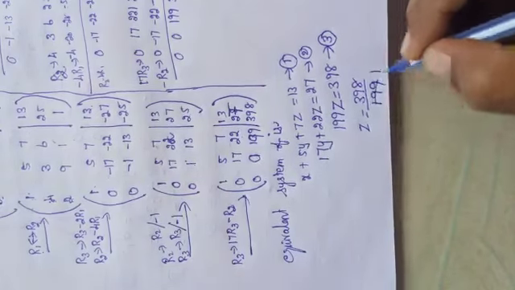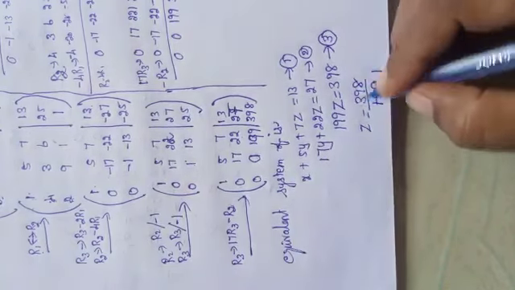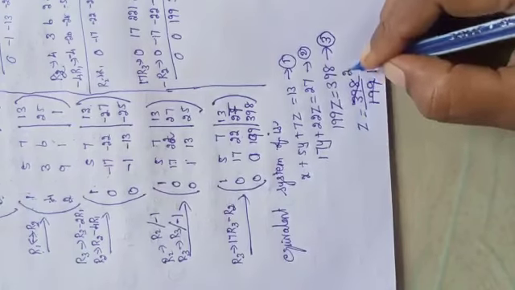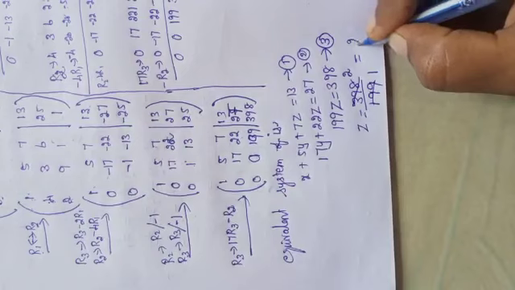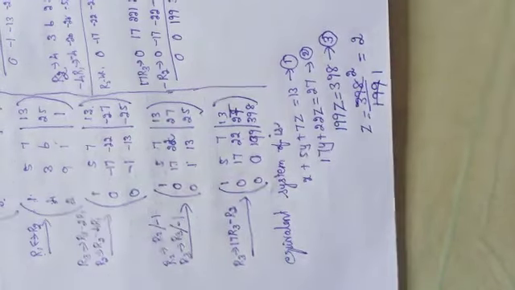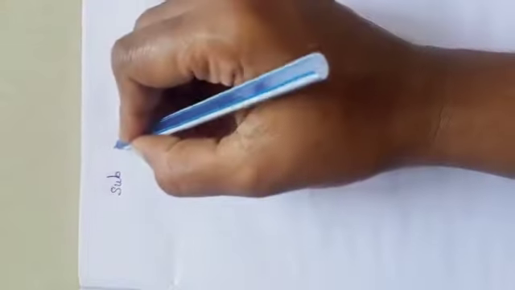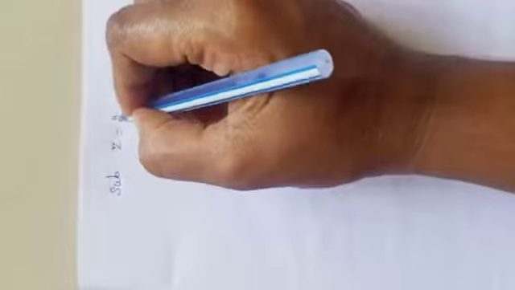See, 199 times 2 is equal to 398. So we have got z is equal to 2. So we can write, substitute z is equal to 2 in equation number 2.